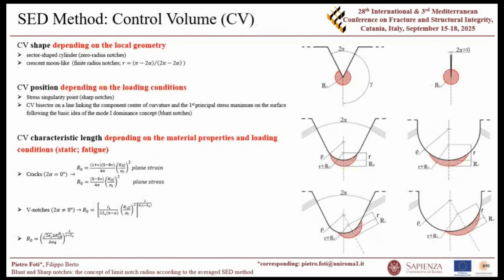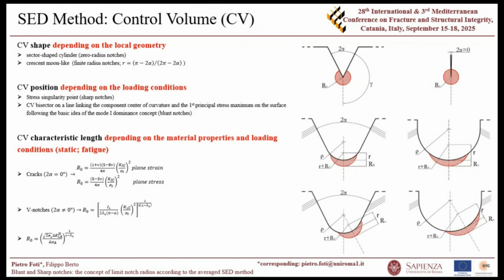So first of all, I need to talk to you about the control volume, because we are focusing on this to define this limit condition. And the control volume, as you can see here, has a shape that depends on the local geometry. In particular, if we have a zero radius notch, the control volume is just a sector-shaped cylinder centered at the point of stress singularity. While if you are dealing with a blunt notch, the control volume position will change with the loading condition, and it has a different shape. As you can see here, it is a crescent moon-like shape.